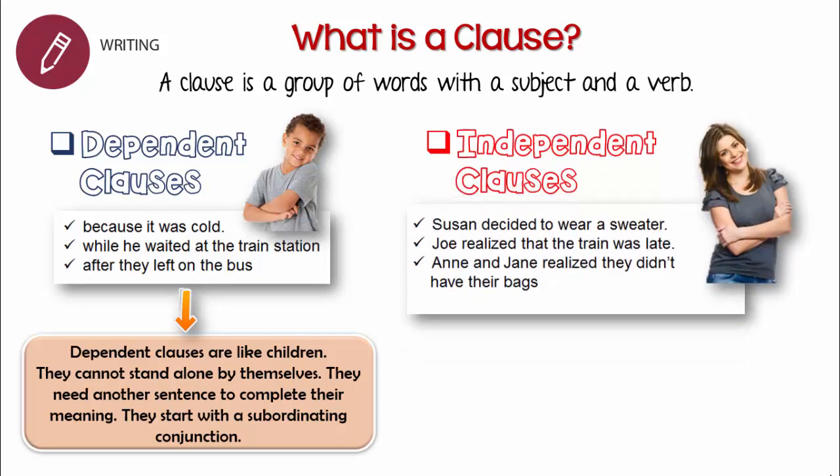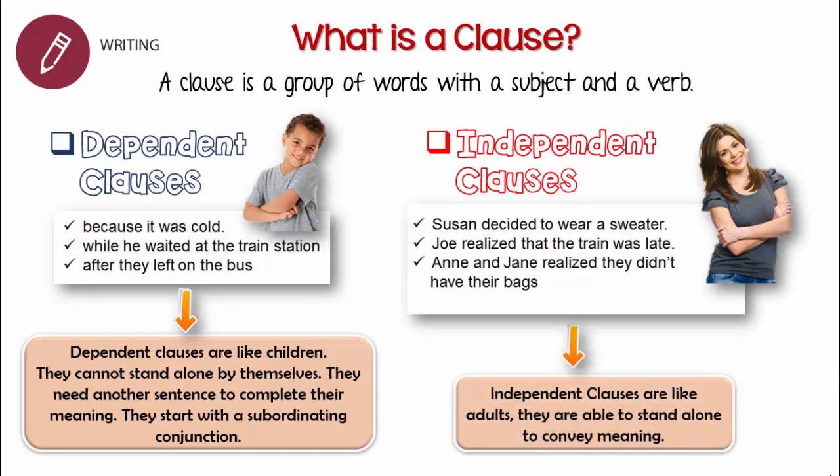Independent clauses like Susan decided to wear a sweater, Joe realized that the train was late, Anne and Jane realized they didn't have their bags, are like grown-ups. They are able to stand alone to convey meaning. They are simple sentences.